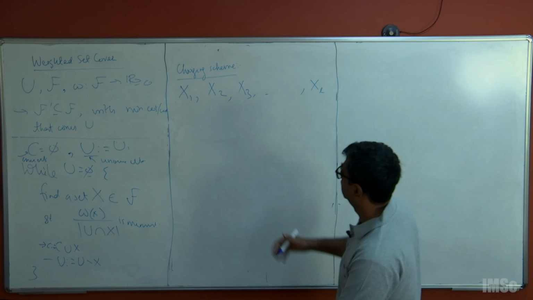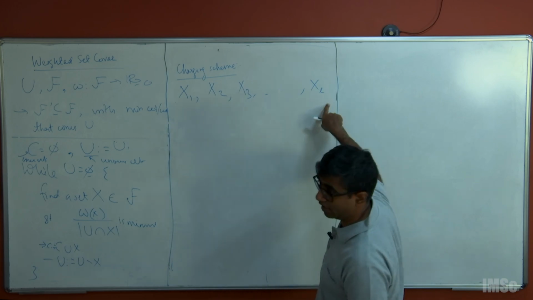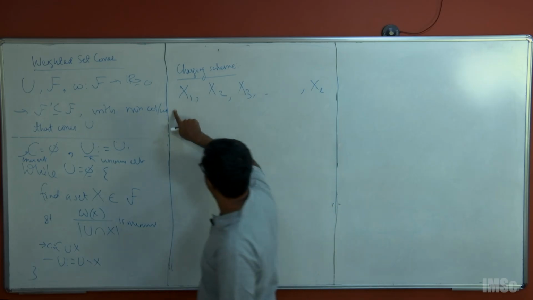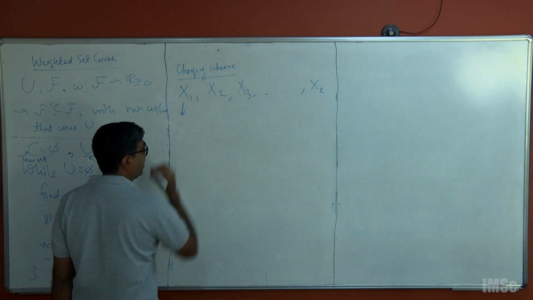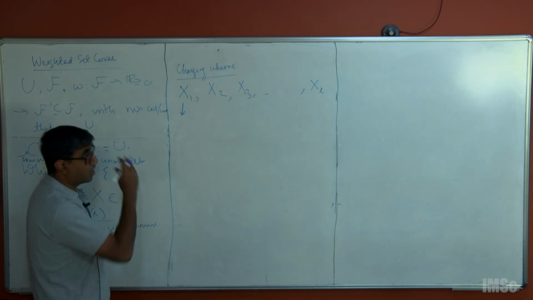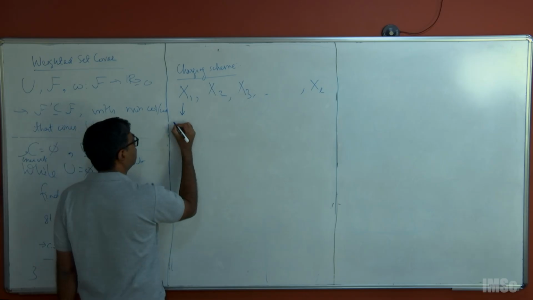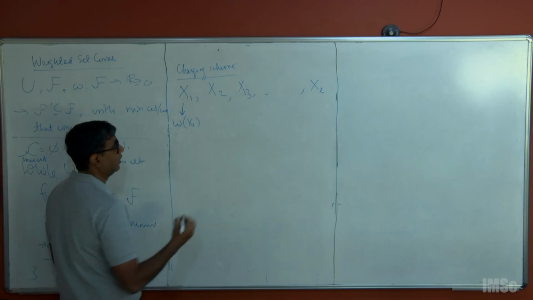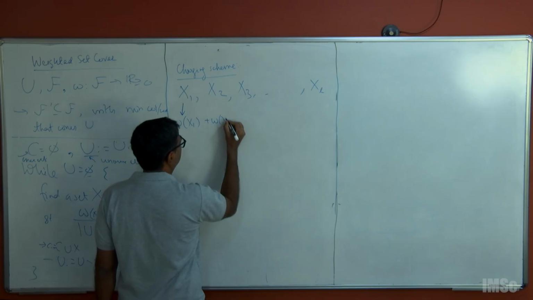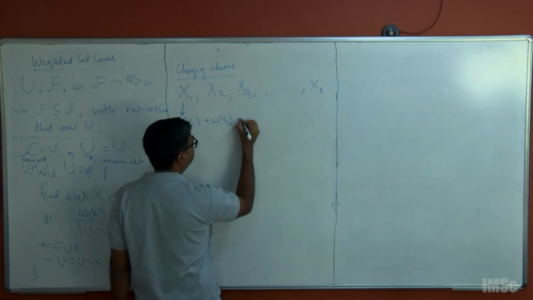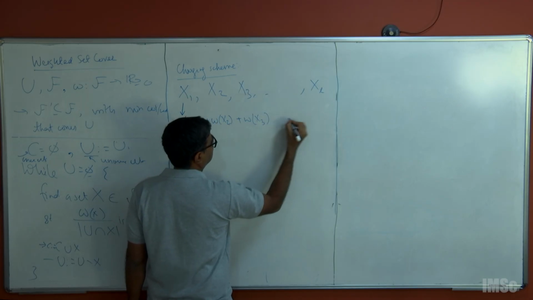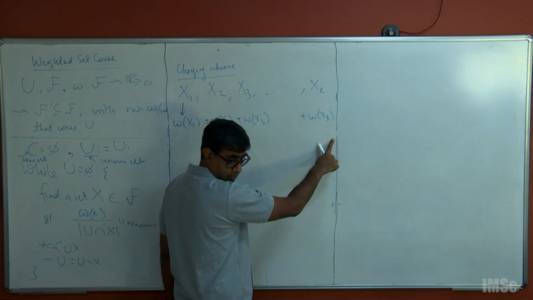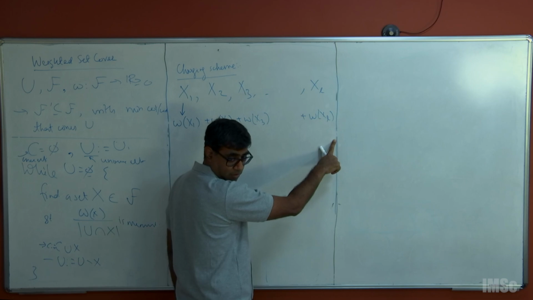So we added sets x1 to xL, in this order. How much did I pay for x1? The weight of x1. How much did I pay here? The weight of x2. How much did I pay here? The weight of x3. So this is what the algorithm paid.